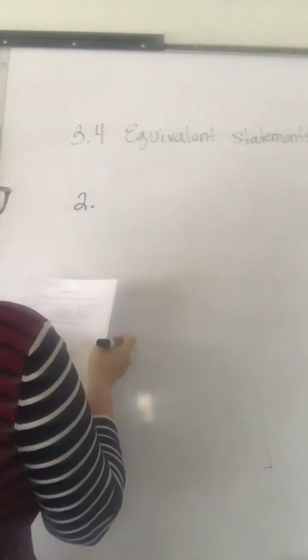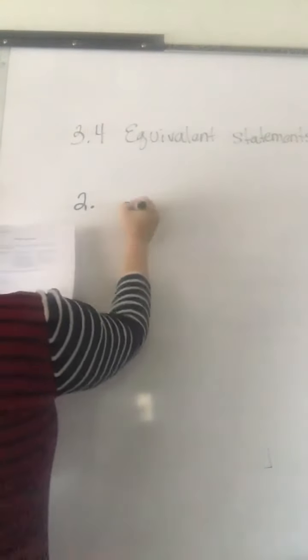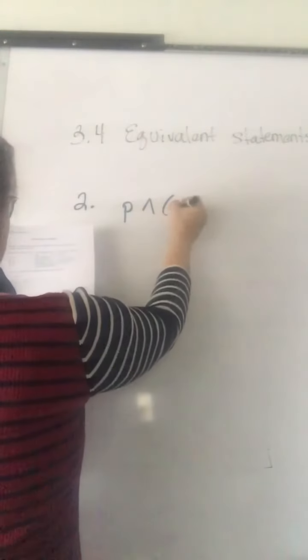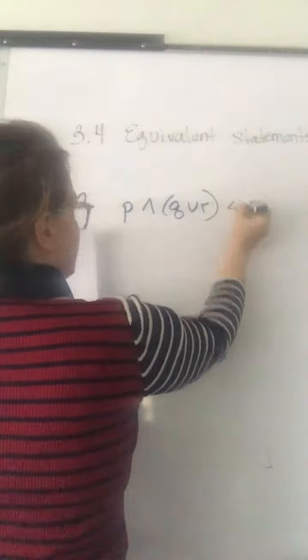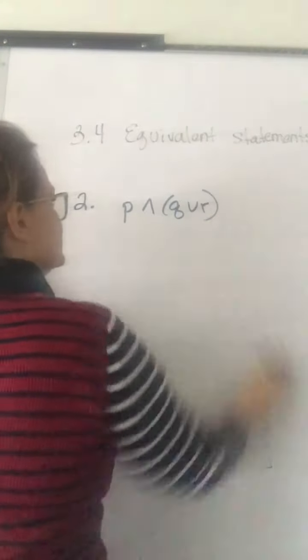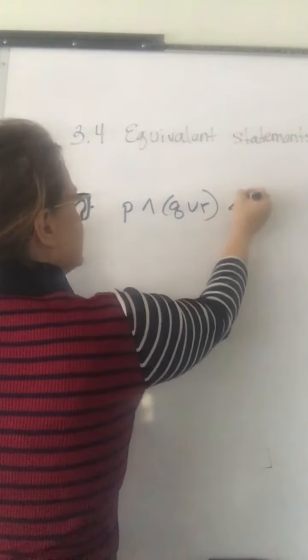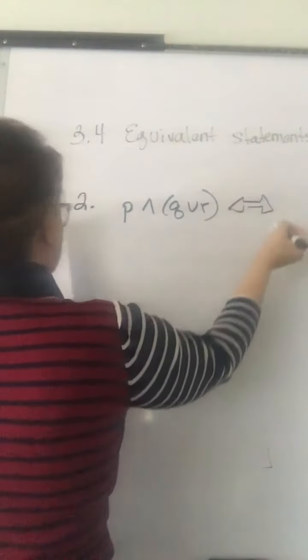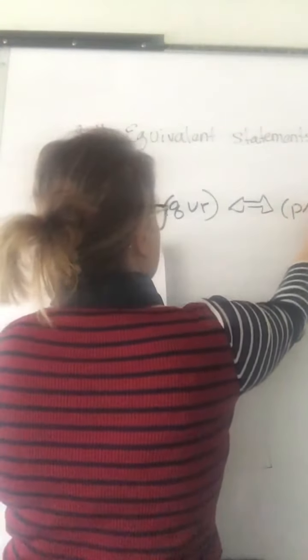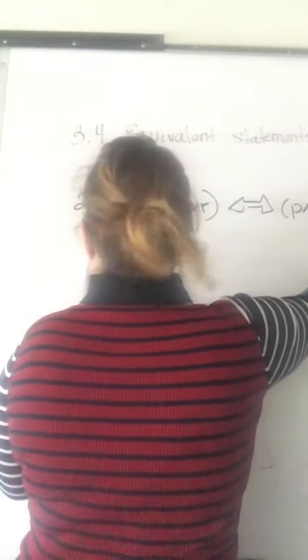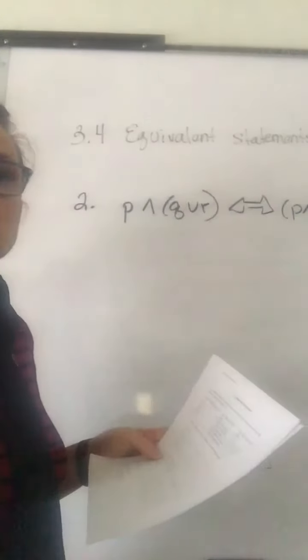All right, so the next one, we have P and (Q or R), sorry. And we want to know, is that equivalent, there we go, to (P and Q) or (P and R). All right, so that's a lot going on there on that one.